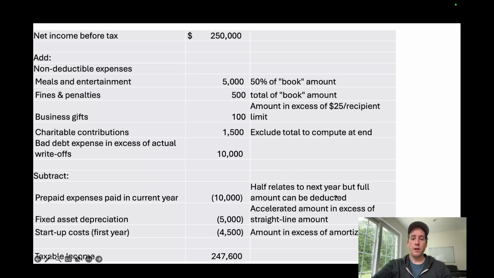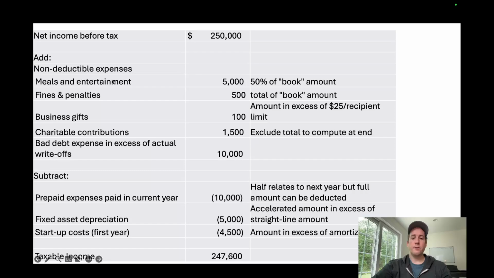So I'm aware that some of this text may be cut off a little bit, but I'll explain everything that's being shown here. So let's say you have book income in your internal records before tax of $250,000. Now you're going to add back your non-deductible expenses.